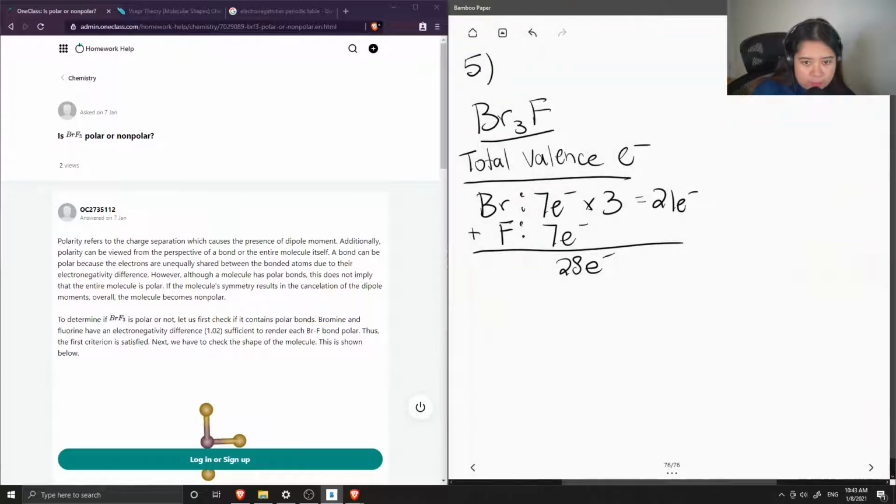Okay, so now let's draw fluorine as our central atom. Oh, sorry, it should be BrF3. And then let me just switch these two. Okay. So bromine is our central atom, and the 3 fluorines are the terminal atoms.